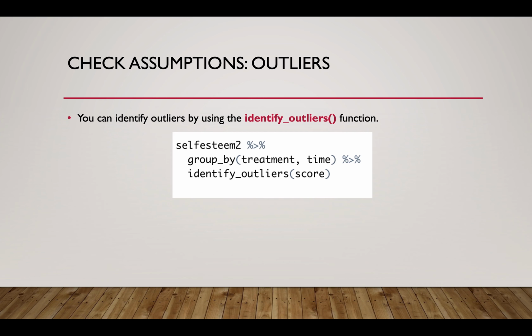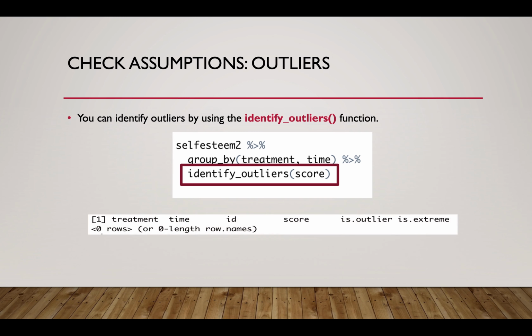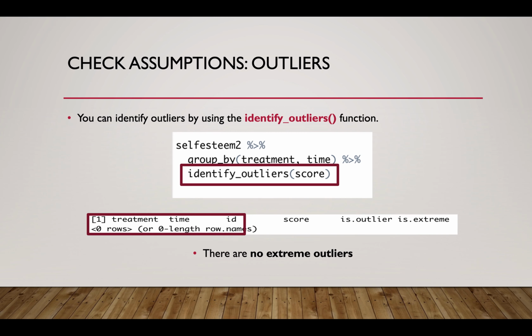Before we run our ANOVA, we first need to check the assumptions. So firstly, let's check that there are no outliers. You can do this by using the identify_outliers function, as you can see here. And here are our results. As you can see, there are no extreme outliers, and we know this because 0 rows have been returned.